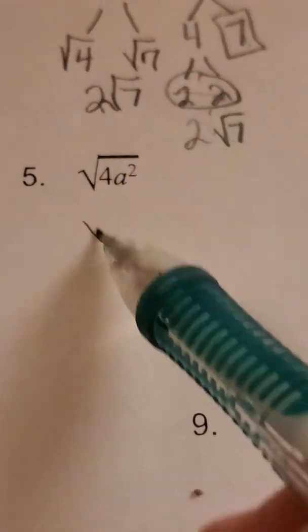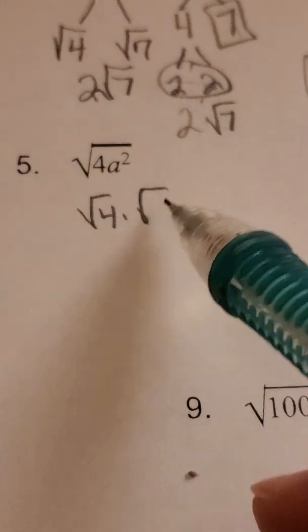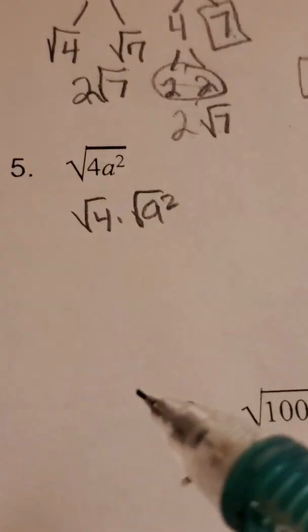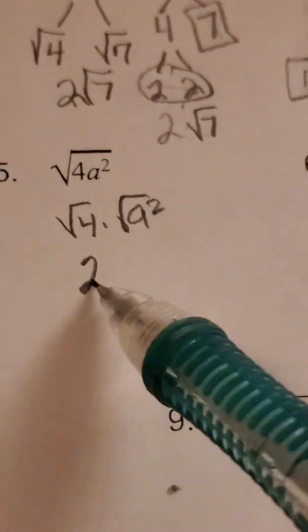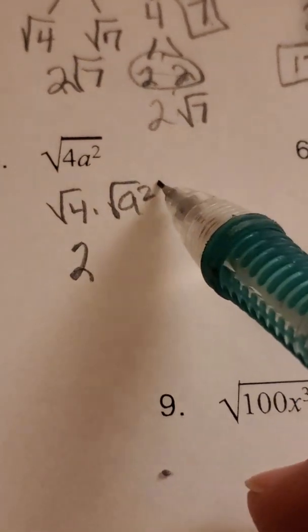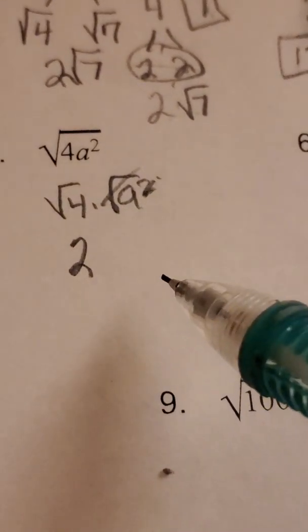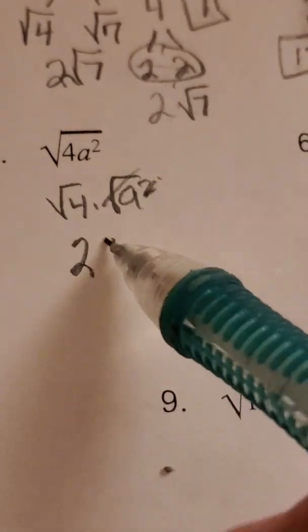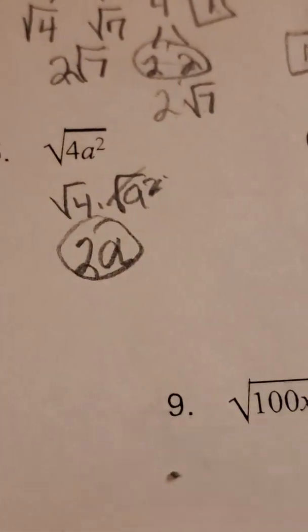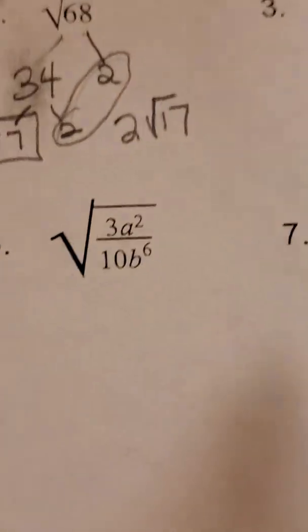Well, we can rewrite this as the square root of 4 times the square root of a squared. So square root of 4 we know is 2, and the square root of a squared is basically, you cancel those out. The radical and the square cancel each other out, and you're left with just 2a. Okay? We're going to skip this one. This is a ridiculous question, so we're just going to leave that.